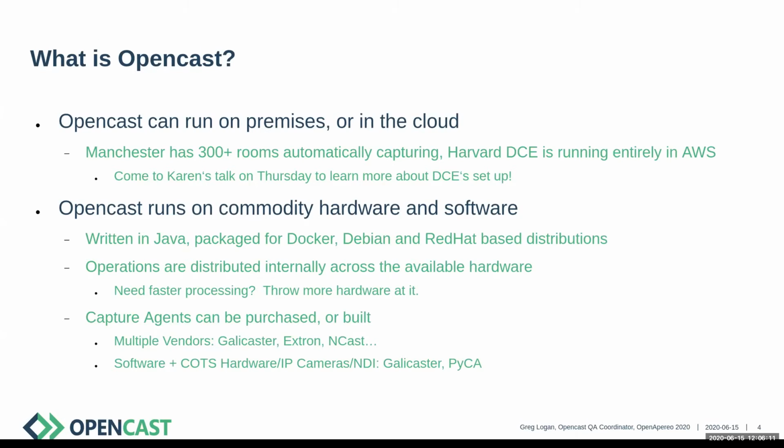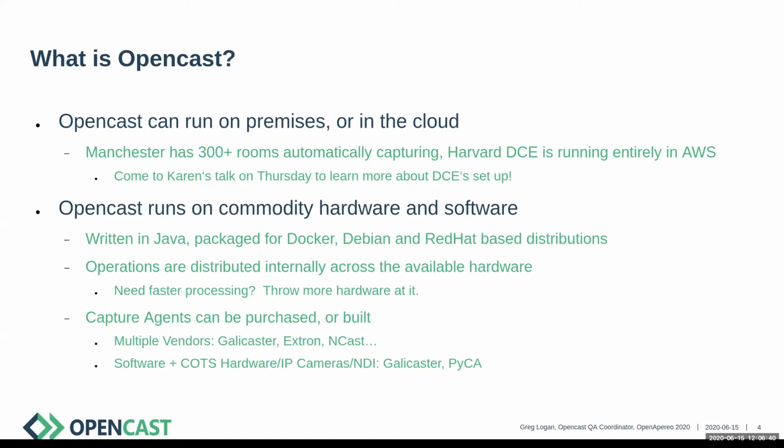Operations that you want run are distributed internally across the available hardware. If you need faster processing, generally it's best to just throw more hardware at it, but there are some of our users who are experimenting with things like GPU encodes. So if you have a GPU available and want to speed up your encodes, you could test with things like that.